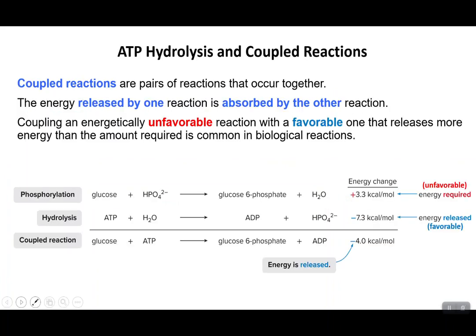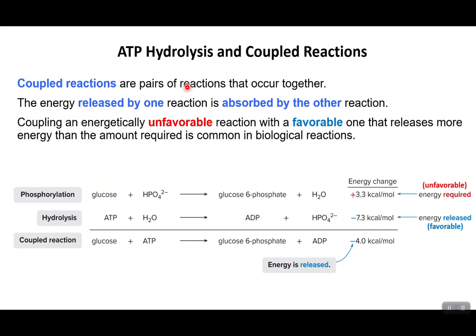All right, so now let's talk about coupled reactions. Why are we looking at whether energy is released or energy is required? Well, in order for a reaction to proceed, the energy change has to be a net negative. And this is where coupling is going to come in. So first, let's define coupled reactions.